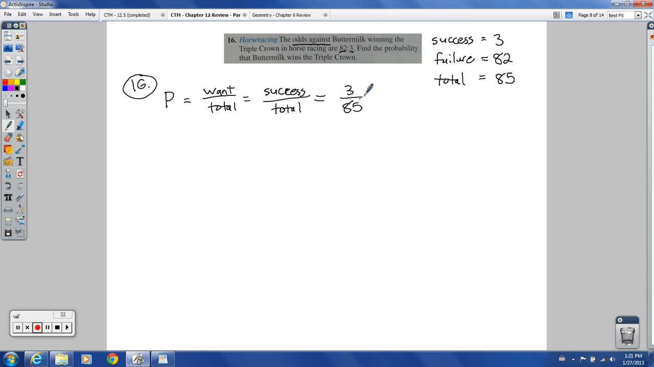3 would only be divisible by 3. If you add these digits, cool little trick here, 8 plus 5 is 13. 3 does not go into the sum of the digits. 3 does not go into 13. Therefore, 3 does not go into 85. So I checked that without a calculator even. But you could try 85 divided by 3, and you would find that it doesn't work. So 3 over 85 would be the probability.